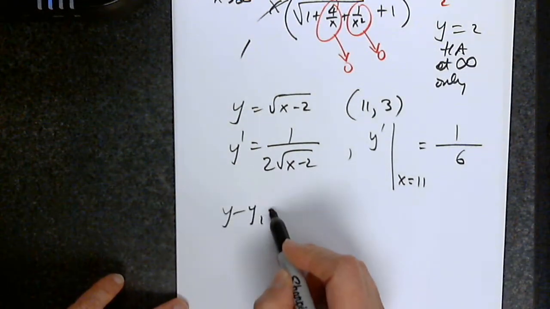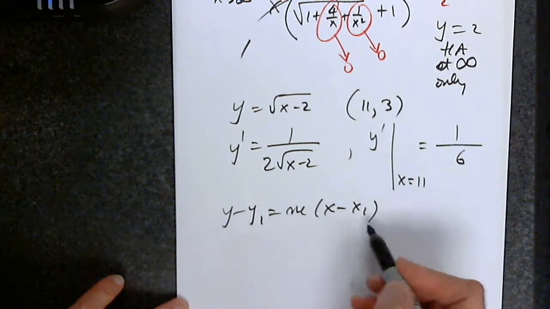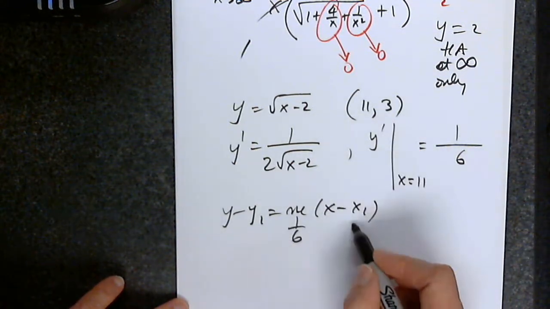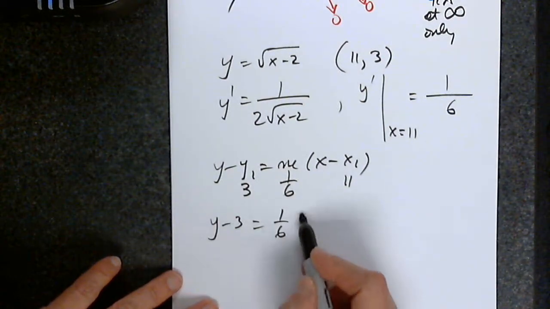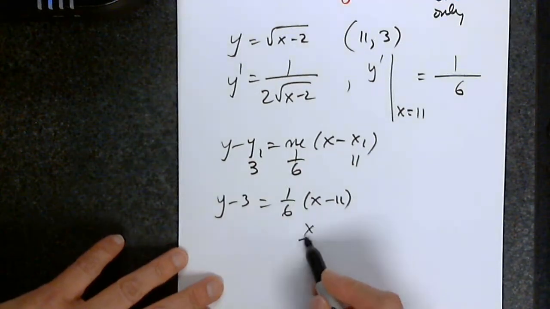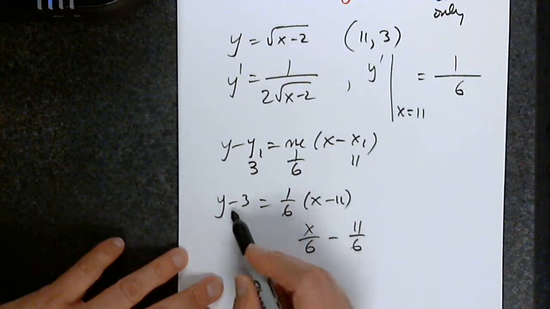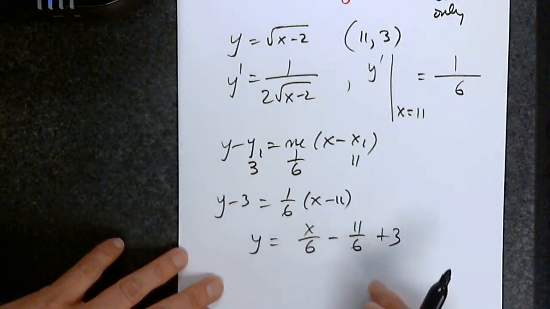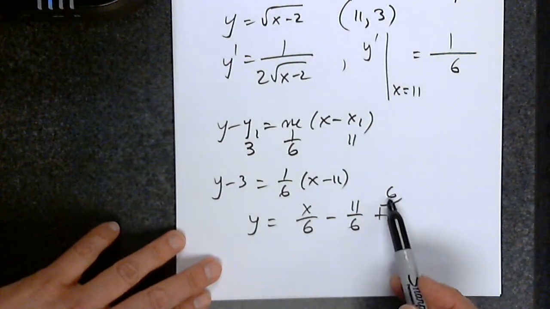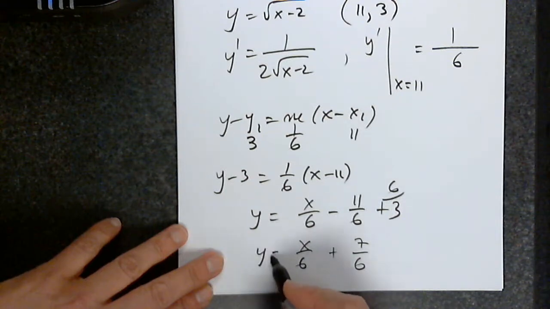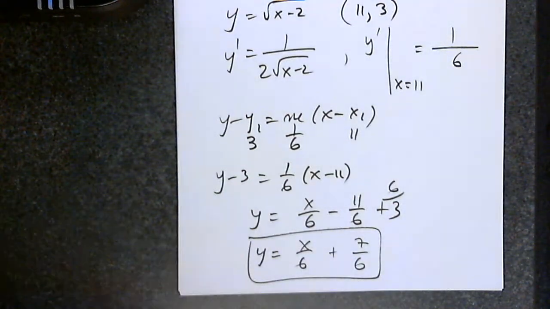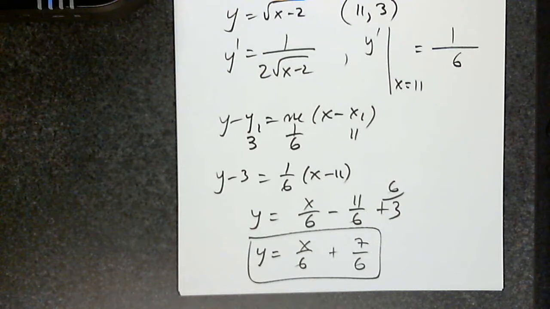So then y minus y1 equals the slope times x minus x1, where the slope is 1/6 and the point is (11, 3). So y minus 3 equals 1/6 times (x minus 11). So x over 6 minus 11 over 6 plus 3. So this needs a 6. 18 minus 11 is 7. This is the equation of the line tangent to the graph of y equals the square root of x minus 2 at (11, 3). This is number 8.